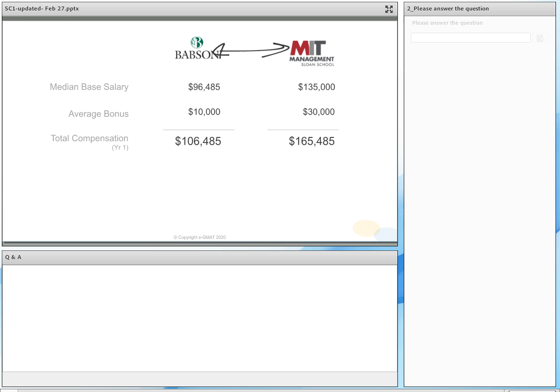Now a graduate from Babson gets about $95,000 or $96,000 as base salary and about $10,000 as sign-on bonus. Usually they don't get sign-on equity. MIT, a lot higher.